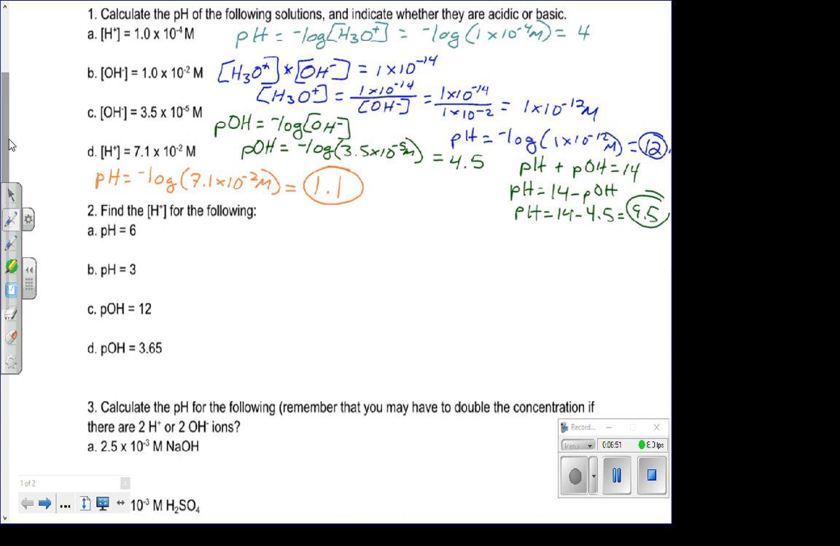All right, number 2, we're going the other direction. We've got the pH or the pOH, and we're looking for the H3O concentration. So, again, taking the pH equation and rearranging it for the concentration means that the concentration is equal to the antilog, which is the second function of your log key, of the negative pH. Instead of the negative log of the concentration, it's the antilog of the negative pH.